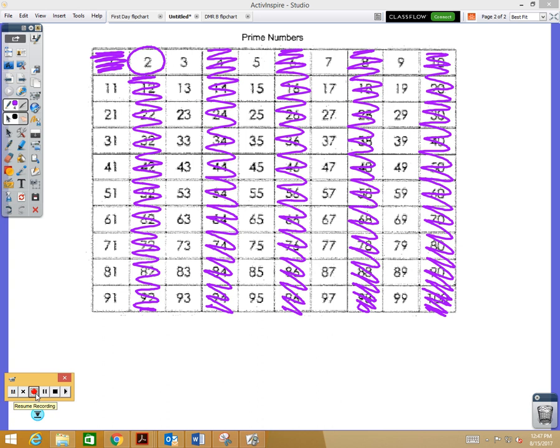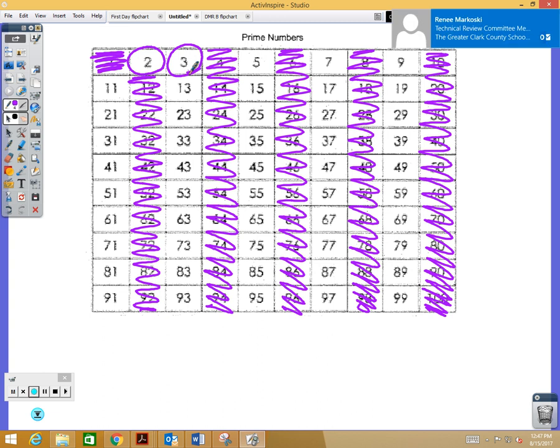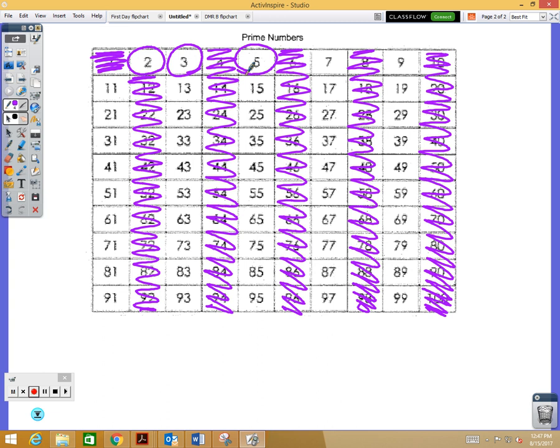What did we say about the 3 yesterday? It's prime because the only way to get a 3 is by doing 1 times 3. What did we say about the 5 yesterday? Prime because the only way to get a 5 is by doing 1 times 5. What did we do with all those numbers underneath the 5? Why did we mark them out? They're all divisible by 5. So anything that ends in a 5 is divisible by 5, meaning that all of those numbers have more than 2 factors. They're all composite.